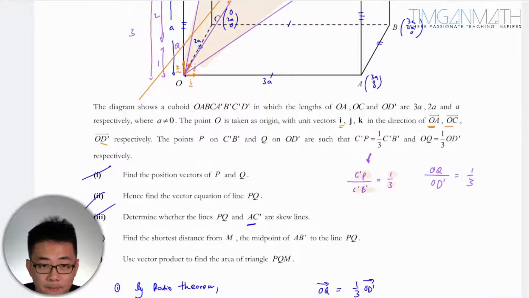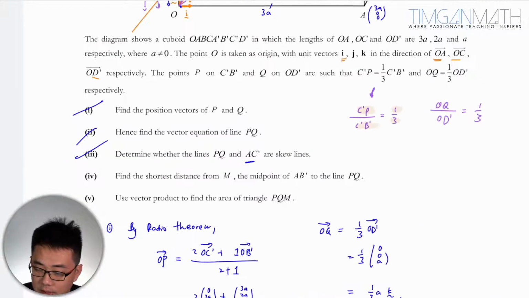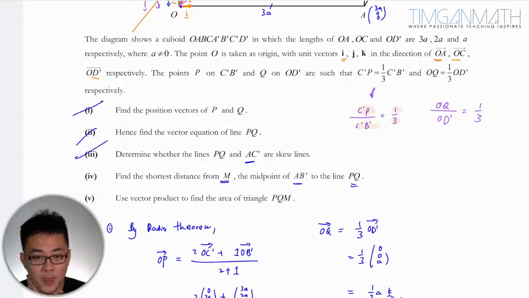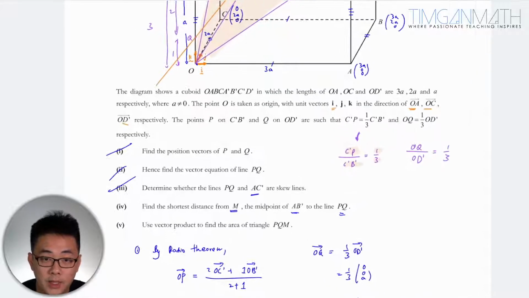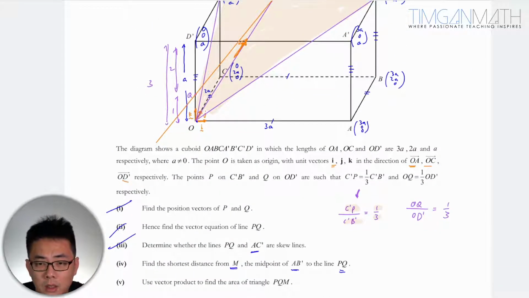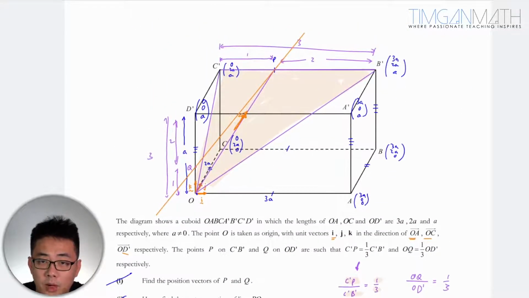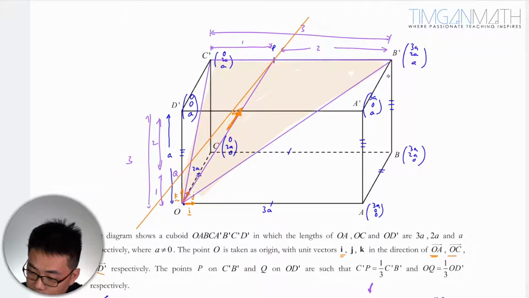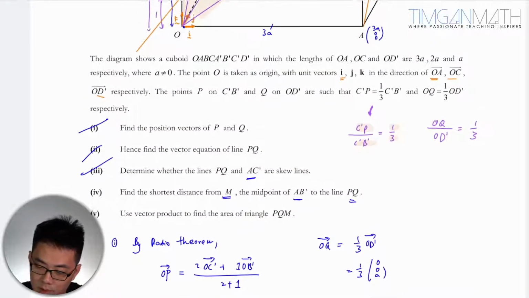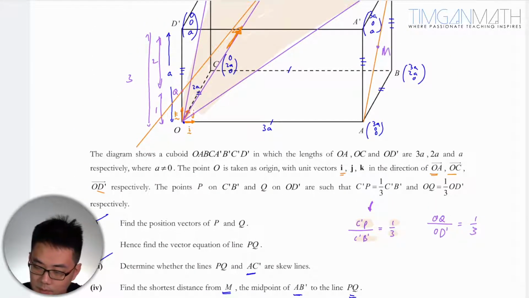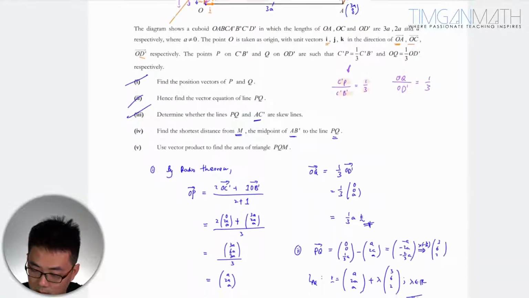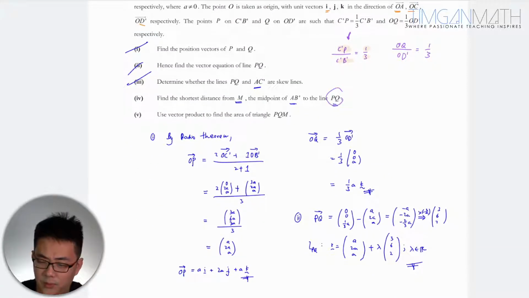Let's look at part 4. Find the shortest distance from M, the midpoint of AB prime, to the line PQ. Where's AB prime? AB prime is here. This is AB prime, so you have the midpoint here, which is actually M, to the line PQ. I think it's pretty okay.